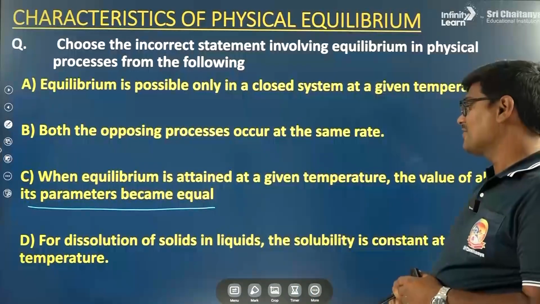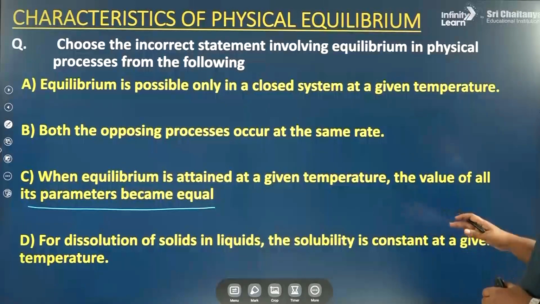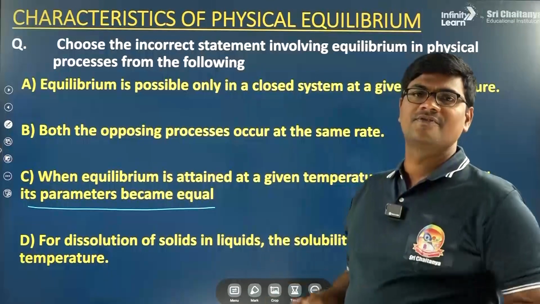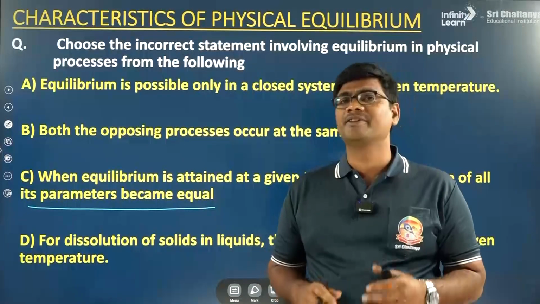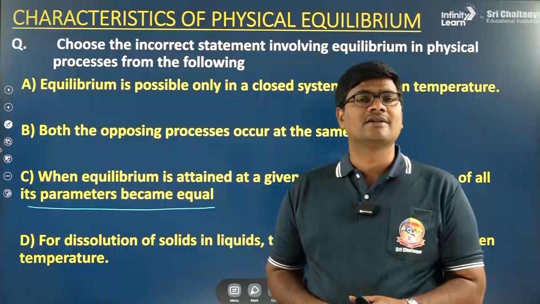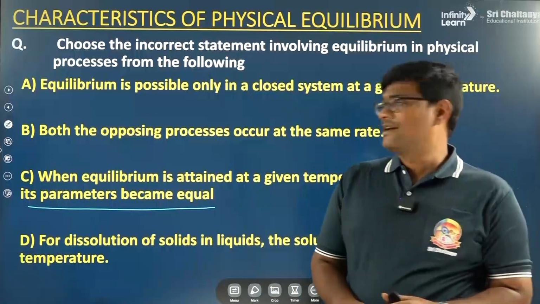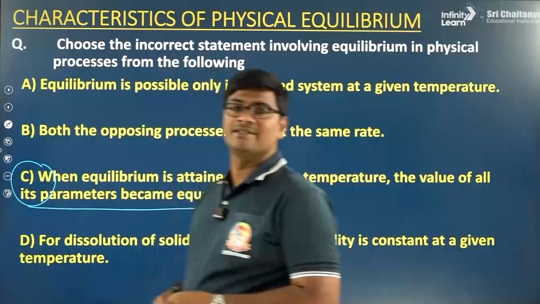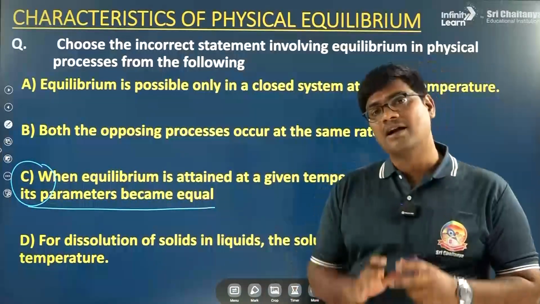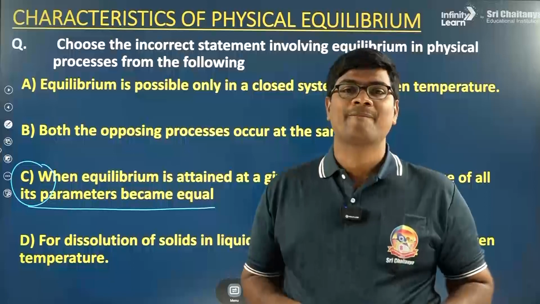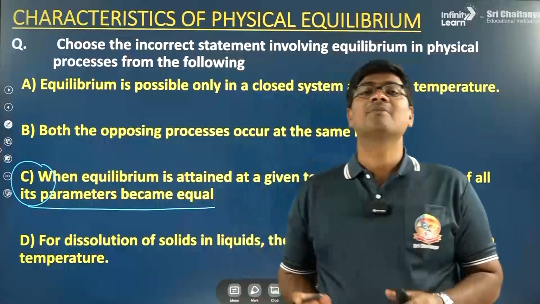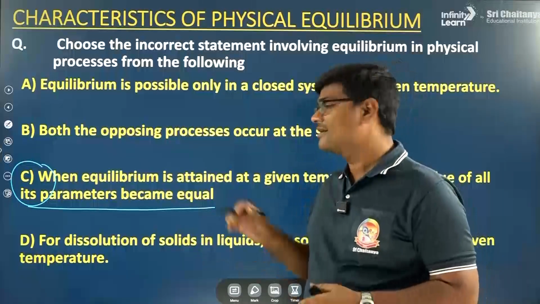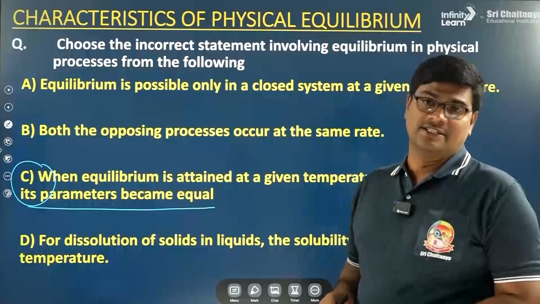Now for dissolution of solids in liquids, the solubility is constant at a given temperature. Obviously it is also a physical equilibrium. Dissolution of solids in a liquid at equilibrium, the solubility is a constant value. So option D is also correct. The only option that is looking inappropriate is option C. At equilibrium it is not that all parameters become equal; generally all parameters become constant. So that is the right way of framing the statement. Therefore the incorrect statement is option C.